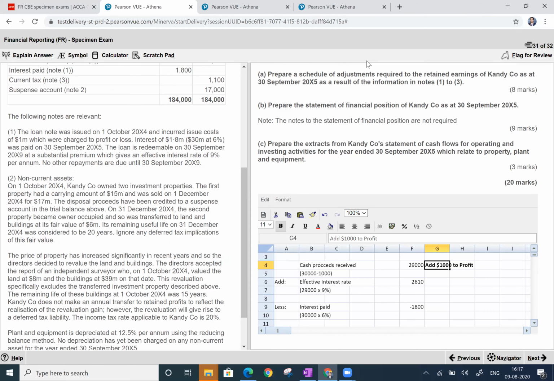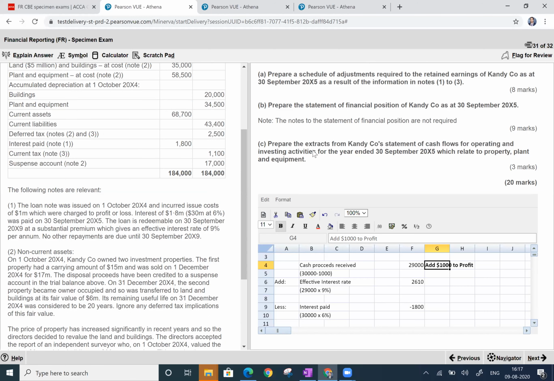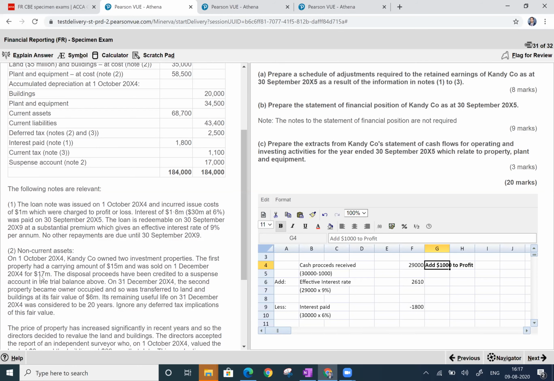Disposal proceeds have been credited to a suspense account in the trial balance above. So is there a suspense account? Yes. What is the disposal proceeds? You received 17 million. So debit cash 17 million has been shown. How do I know it is debit cash? Because the question clearly states that the disposal proceeds have been credited to a suspense account.